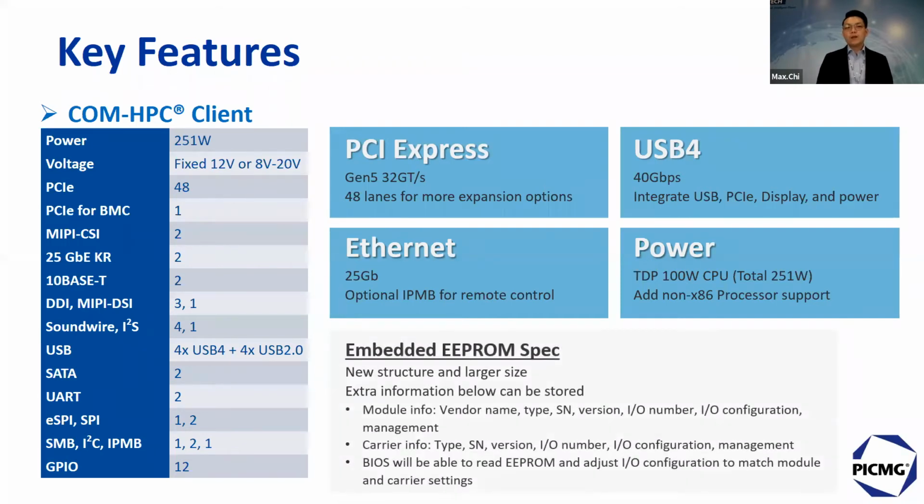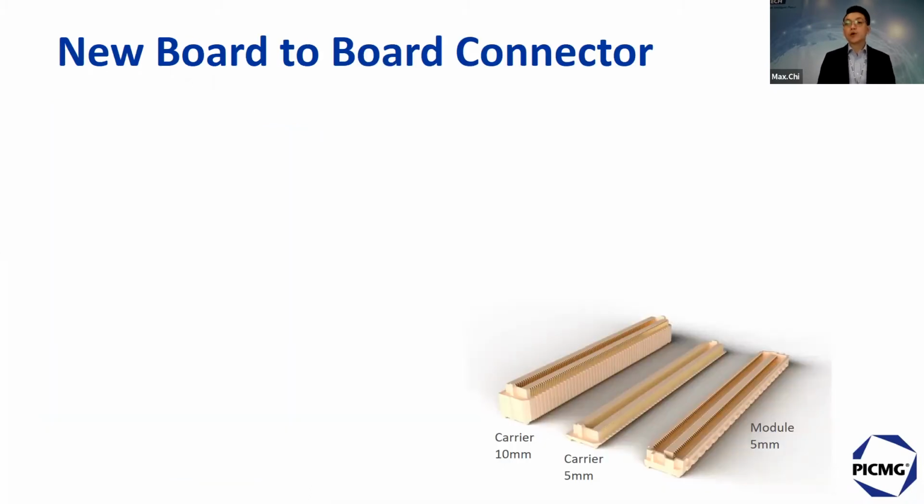On the other hand, COM-HPC also modifies the embedded EEPROM spec to add a new structure and increase the EEPROM size to store more information. Most importantly, the board will be able to read the EEPROM and adjust the I/O configuration to match module and carrier settings. Now let's talk about the board-to-board connector.